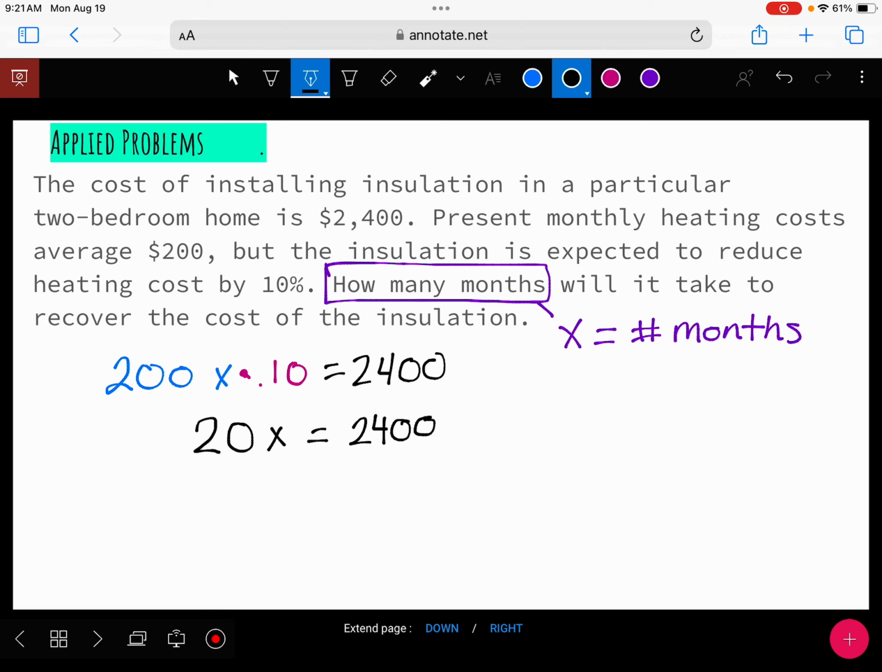How many months will it take? Is 60 times 20, 2,400? 120. How many years is that? 10 years. So your insulation cost takes you 10 years to recover. After that, it's pure profit. So it'll take us 120 months.